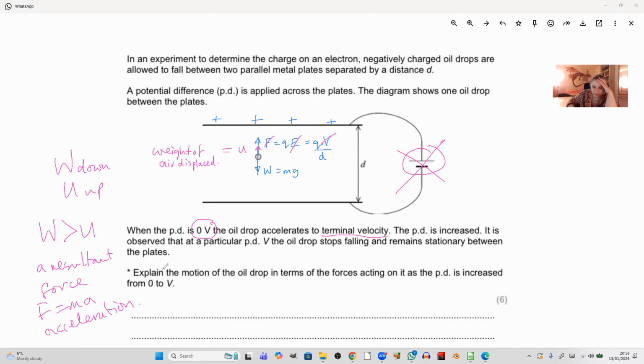W's not changing, U's not changing, upthrust is the weight of air displaced. The particle of oil hasn't got any bigger or smaller. The weight of air, thank you, yes, drag. So drag then increases when? Velocity increases.